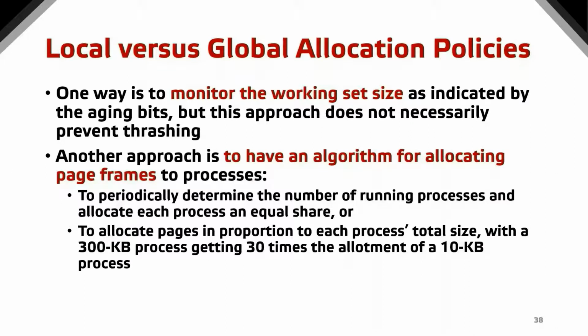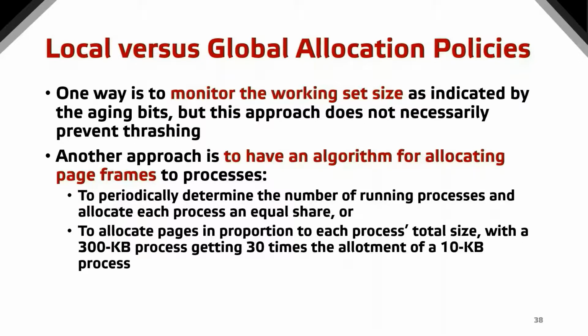Another approach is to have an algorithm for allocating page frames to processes. One way is to periodically determine the number of runnable processes and allocate each process an equal share. Thus, if we have 100 available page frames and 10 processes, each process gets 10 frames. Although this method may seem fair, it makes little sense to give an equal share of memory to a 10 kilobyte process and to a 300 kilobyte process.